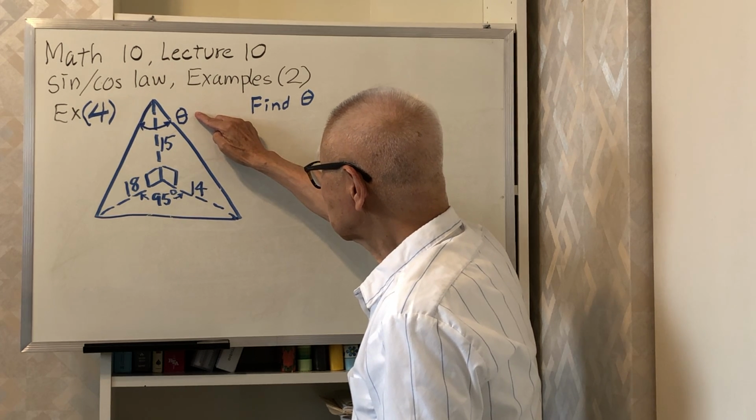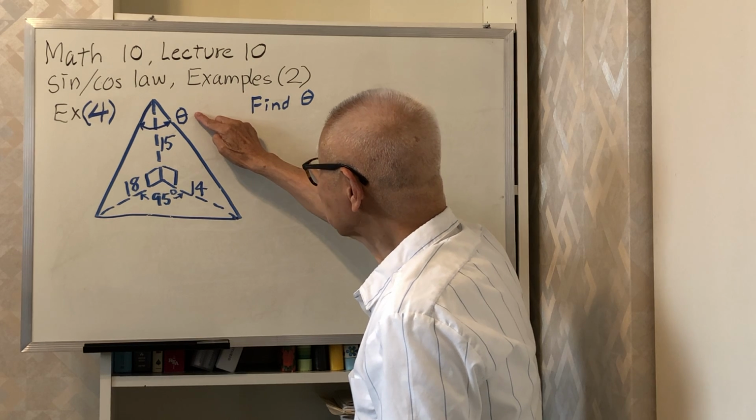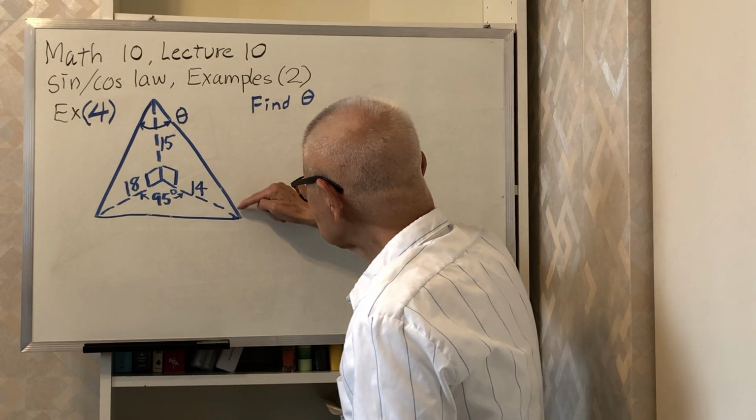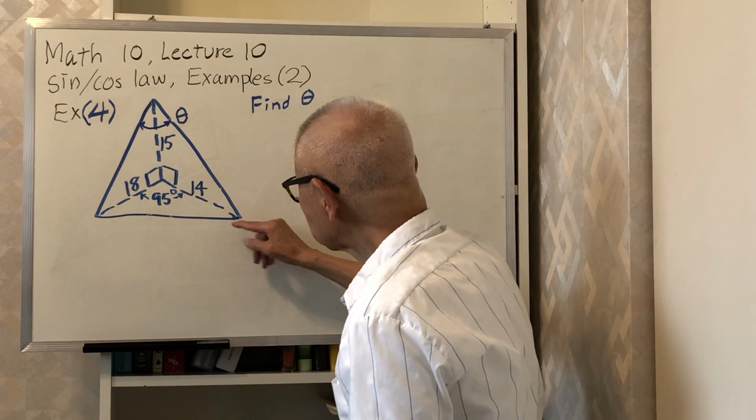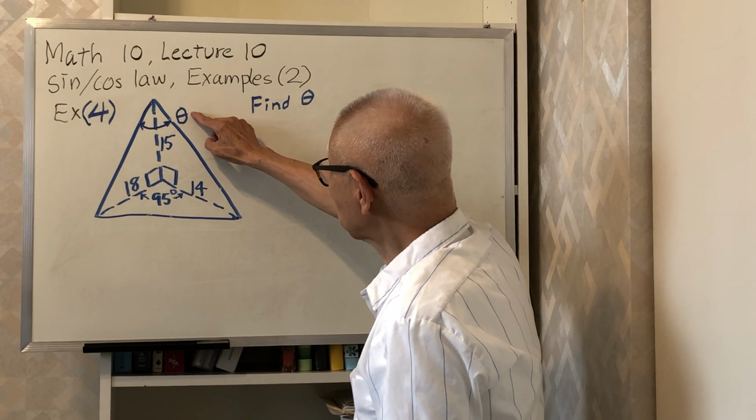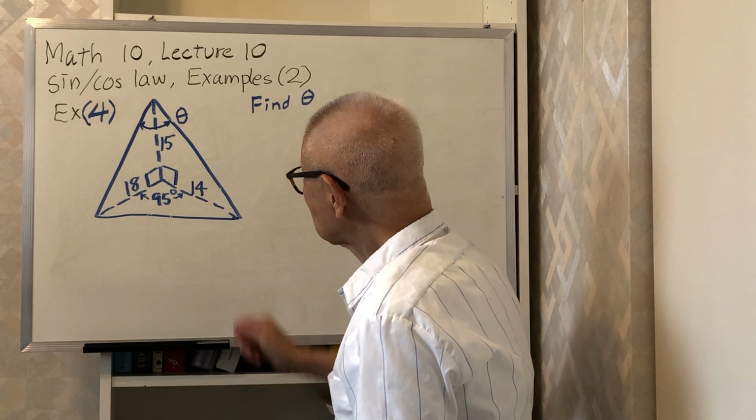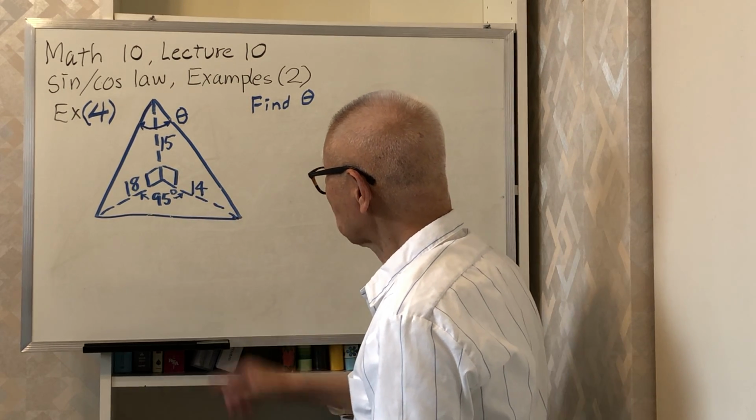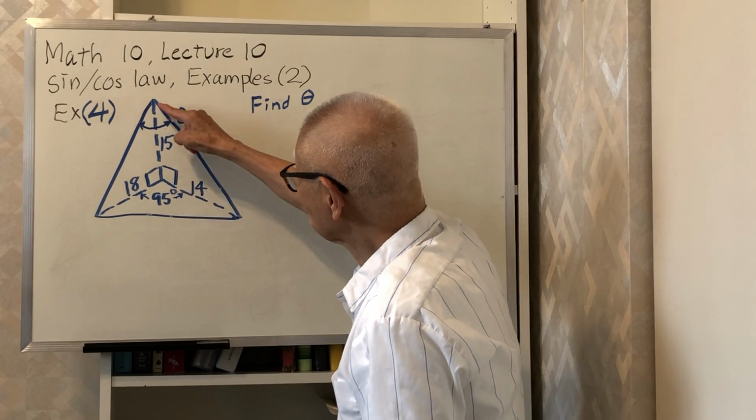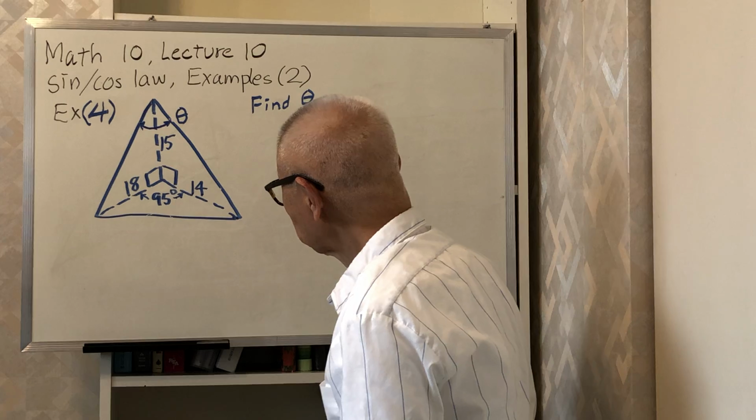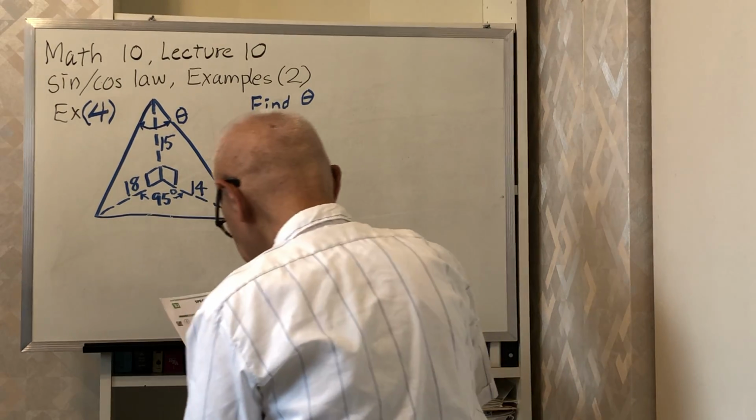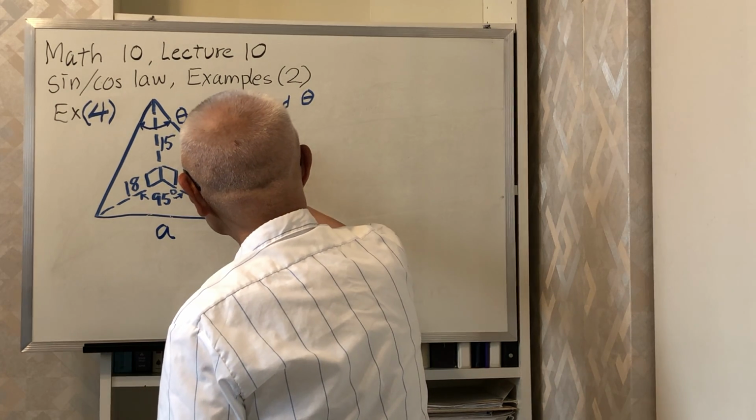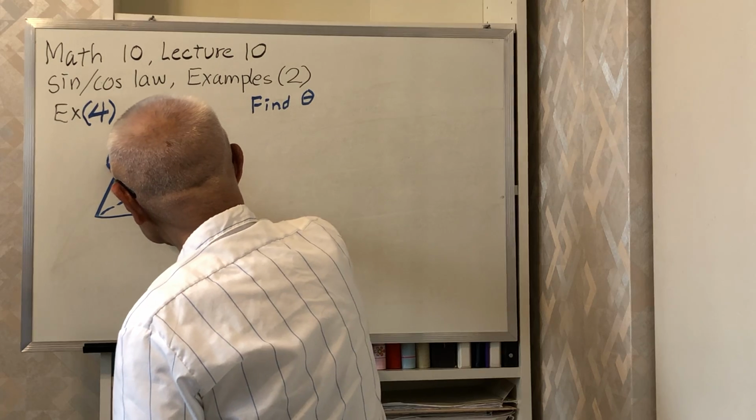Then I can use cosine law. I must find this side, this side, and this side. I need three sides to find the angle theta. This side is easy because it's a right triangle. To find this side, you use Pythagoras theorem. So let's do the easy ones first. Let's label this side A, this side B, and this side C.